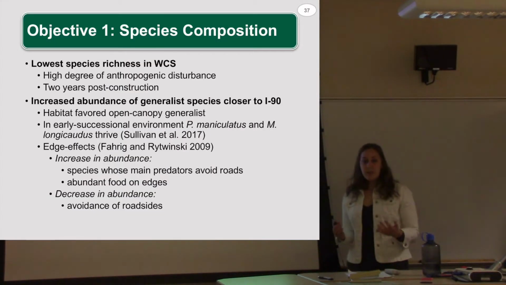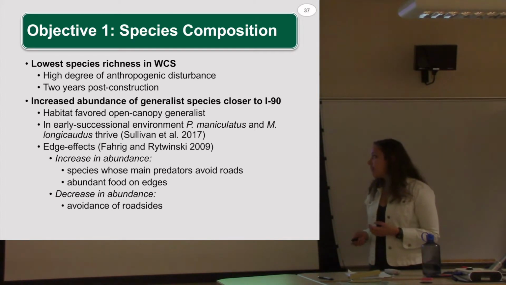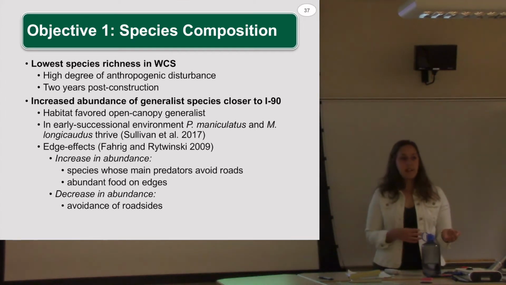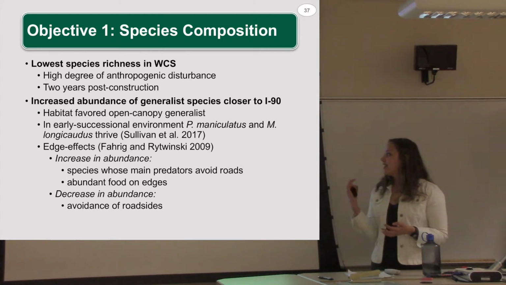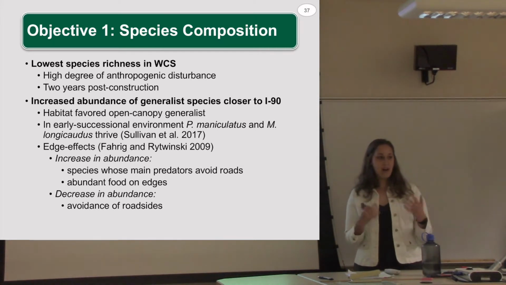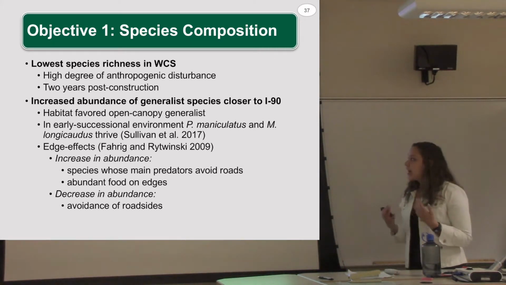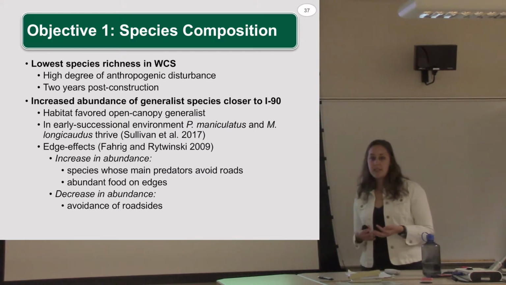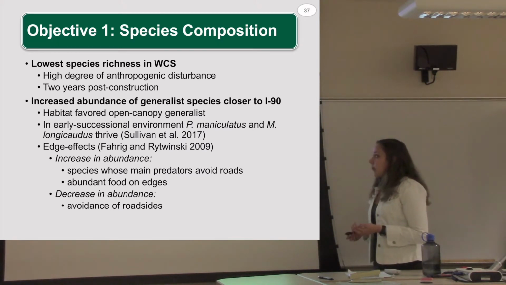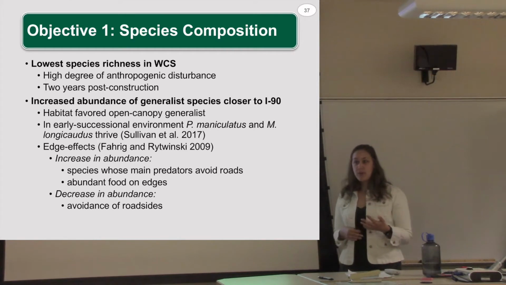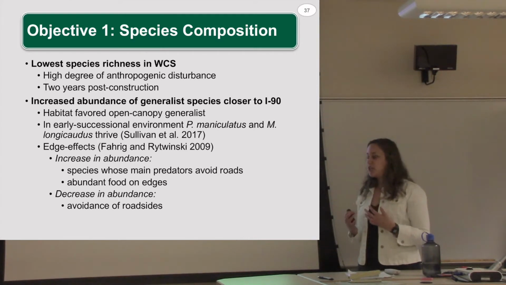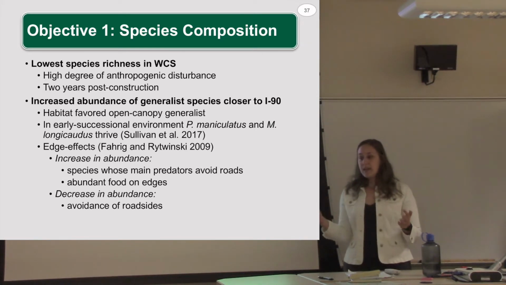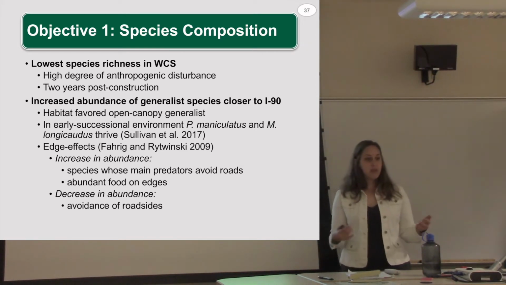So we found the lowest species richness in the crossing structure. This is likely due to the higher degree of anthropogenic disturbance of the crossing structure itself. It sits directly underneath I-90, so there is vibration, noise, pollution, and lights that are all making it more challenging for many small mammal species to occupy this habitat. Additionally, this crossing structure is only 2 years post-construction, so we could define it as an early successional environment. It could just be that animals need a little more time to move into this habitat.